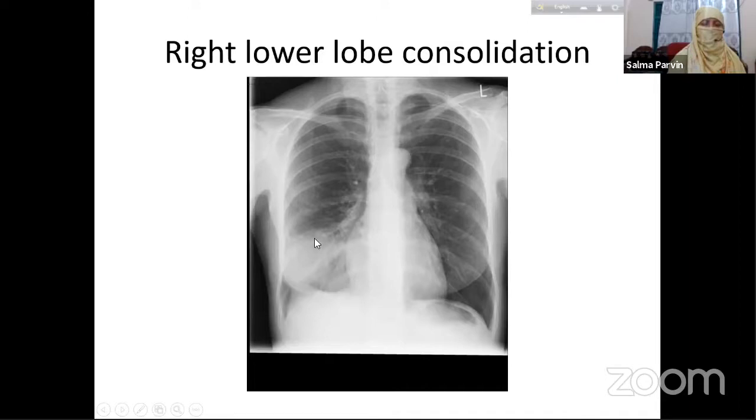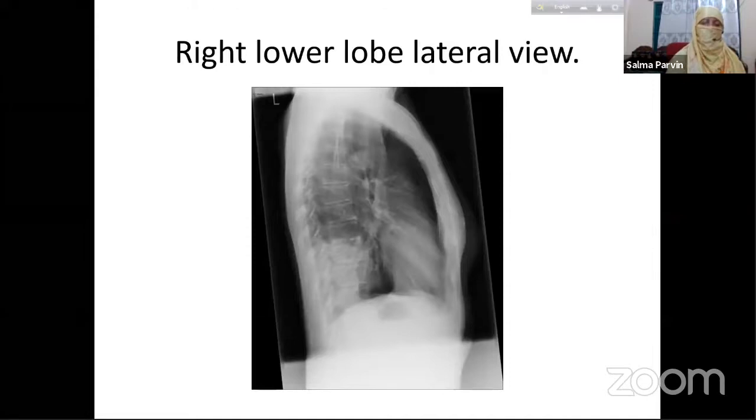So, this is a right lower zone consolidation to be confirmed by the lateral view of the right lateral chest X-ray. What is seen here? In the middle of consolidation, the consolidated lung will be superimposed upon the cardiac shadow because it is intimately related to the cardiac shadows in right middle lobe and left lingular. But here you see the consolidated lung is obscuring the lower dorsal spine.